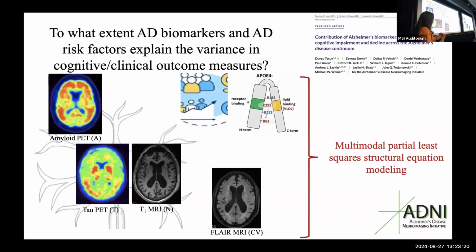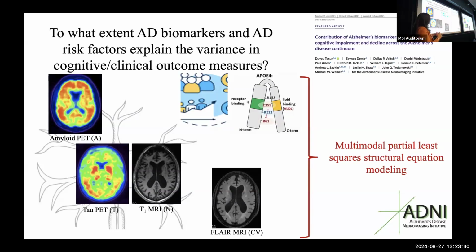One of the things we did with this establishment of the biological definition of the disease a couple of years ago was to look at to what extent these key hallmark pathologies, and the biomarkers we have for those pathologies, actually explain the variance we see in cognitive decline.